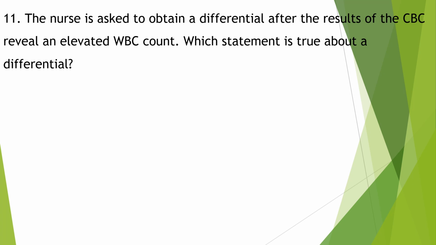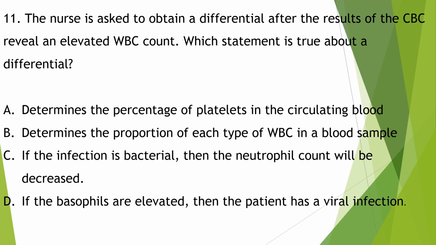The nurse is asked to obtain a differential after the results of CBC reveal an elevated WBC count. What statement is true about a differential? Determines the percentage of platelet in the circulatory bed. Determines the proportion of each type of WBC in a blood sample. If the infection is bacterial, then the neutrophil count will be decreased. If the basophils are elevated, then the patient has a viral infection.